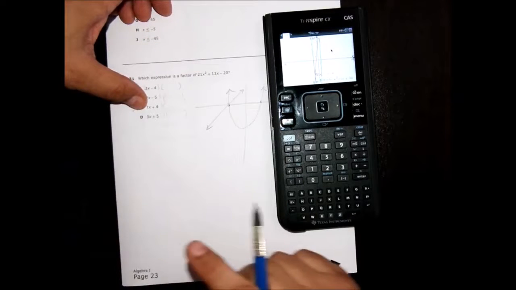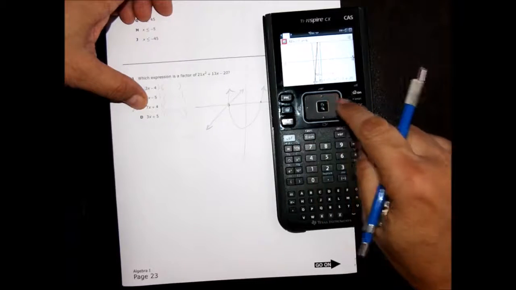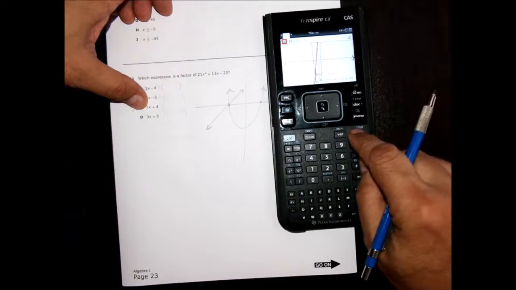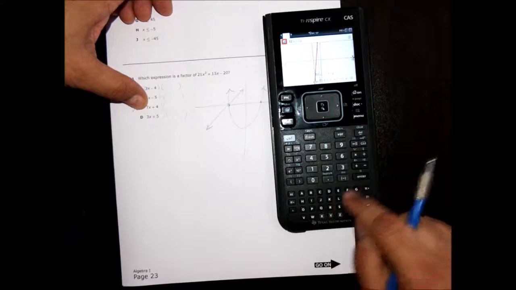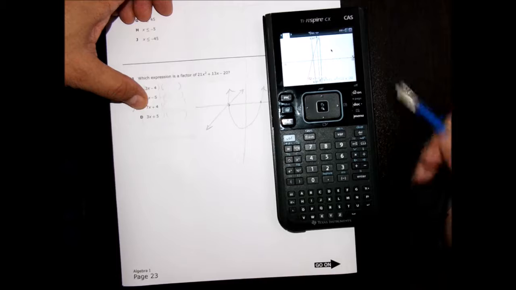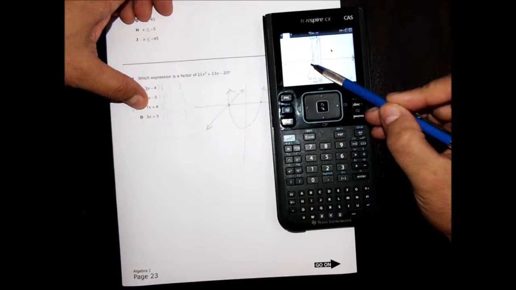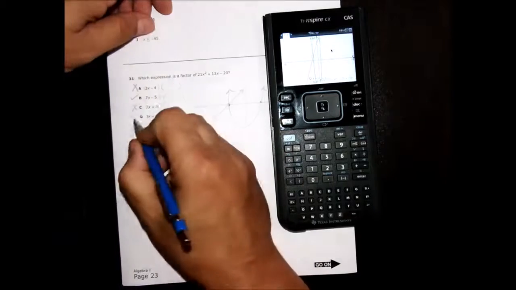And our last one to check is 3x plus 5. So tab, up arrow, 3x plus 5. Press enter. And you can see that it doesn't cross at the 0 mark. It's off just a little bit, by half or so. So we know it's not a solution either.